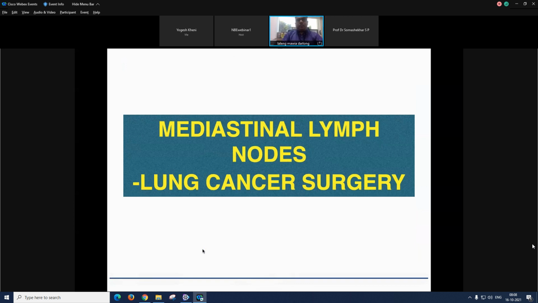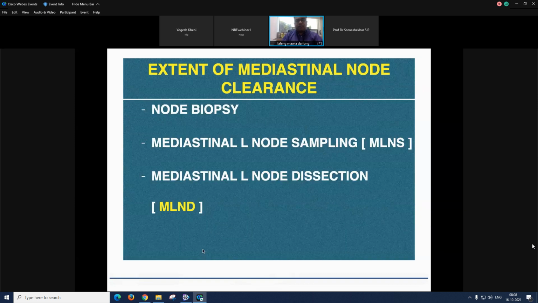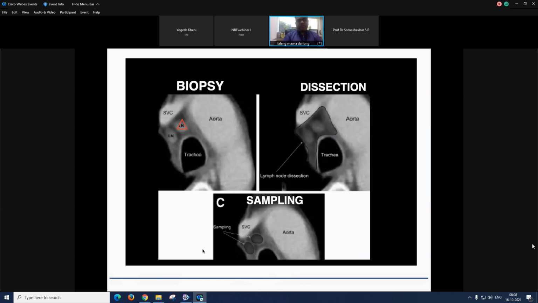So, mediastinal lymph nodes in lung cancer surgery. This used to be a hot topic. I think now it's not something that we merely accept; it's something that we need to do. So going to the extent of mediastinal node clearance, it can be just a node biopsy. Some people do a sampling, and it can be a mediastinal lymph node dissection, MLND, which would be the preferred one. If you see in the image here, in a biopsy, we're just taking a piece of the lymph node. We are not considering any margin. We're just taking a tissue from the lymph nodes.